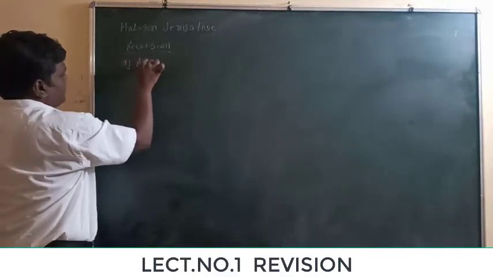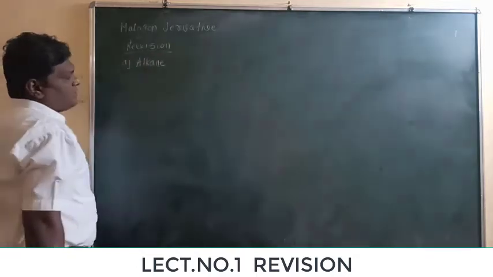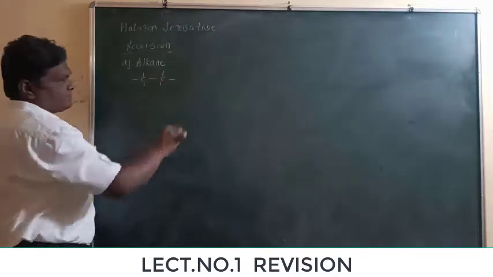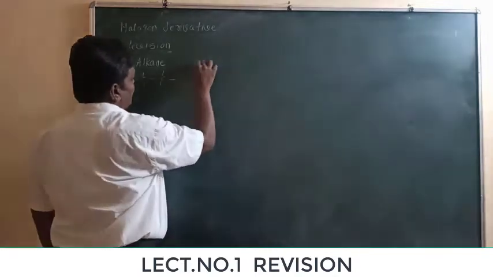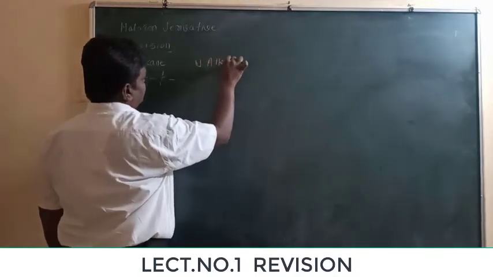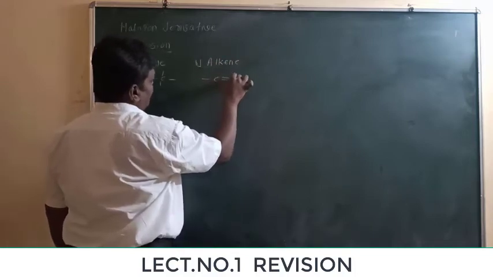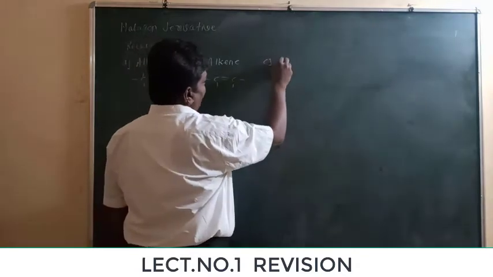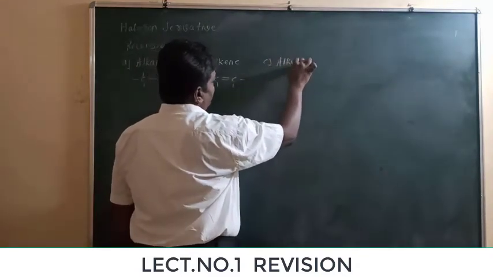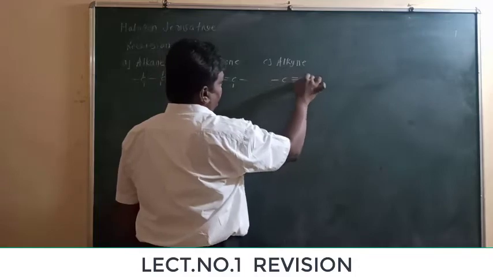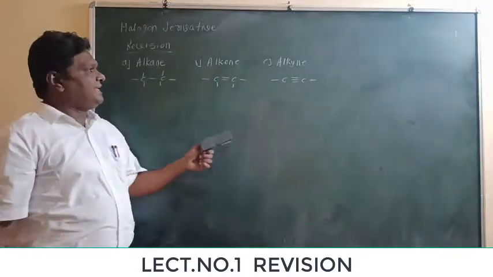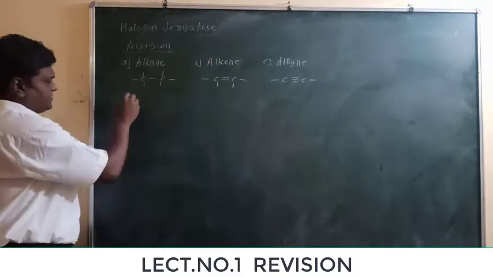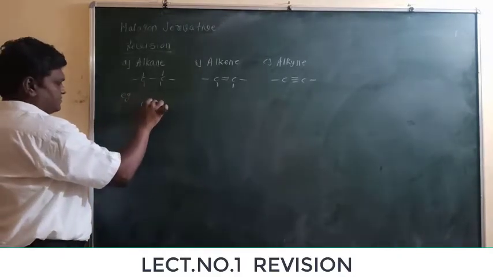In 11th chemistry, we have seen alkane. What is alkane? Alkane contains a carbon-carbon single covalent bond. Then we also saw alkene, which contains a carbon-carbon double covalent bond. Then we have seen alkyne, which contains a carbon-carbon triple covalent bond. So alkane, alkene and alkyne. Let us take one more example of alkane, CH4.